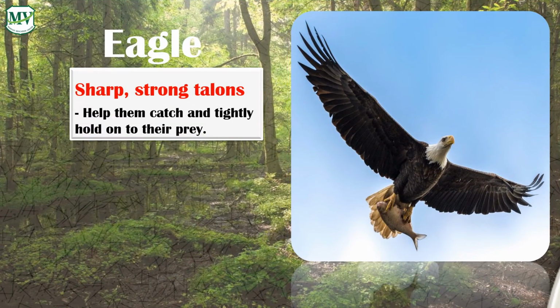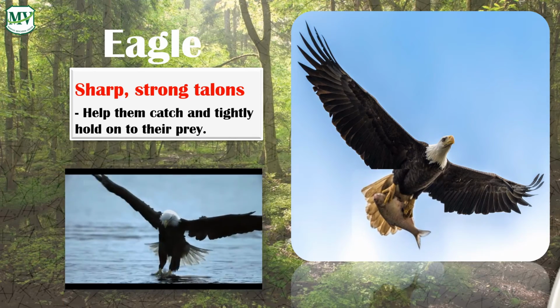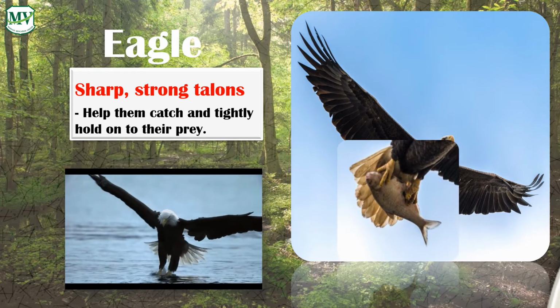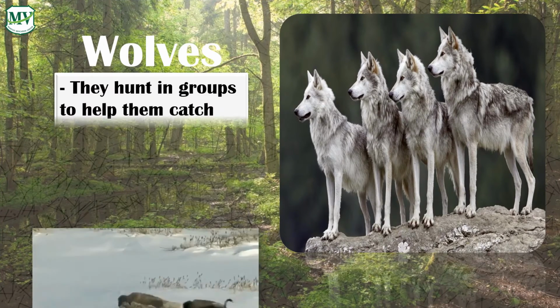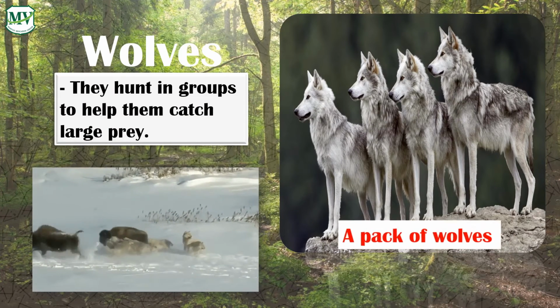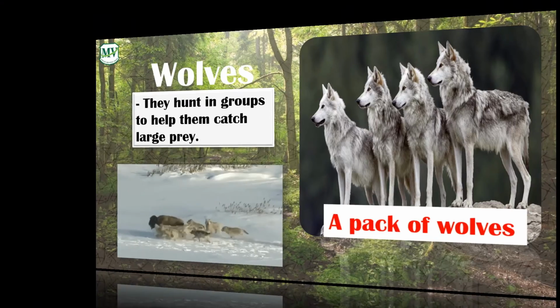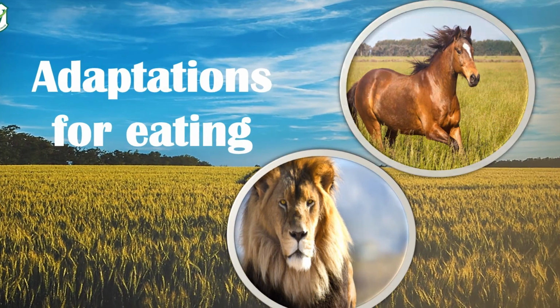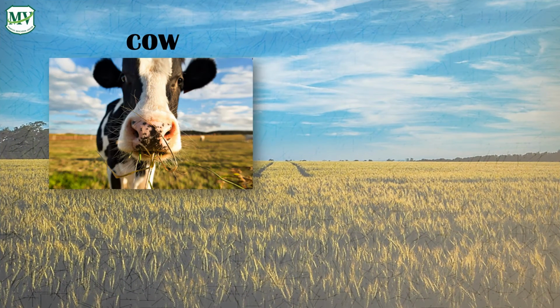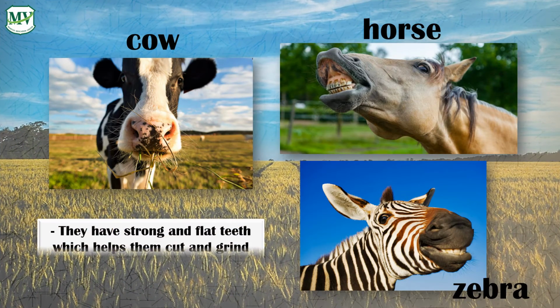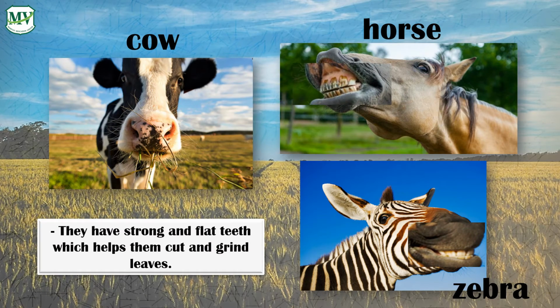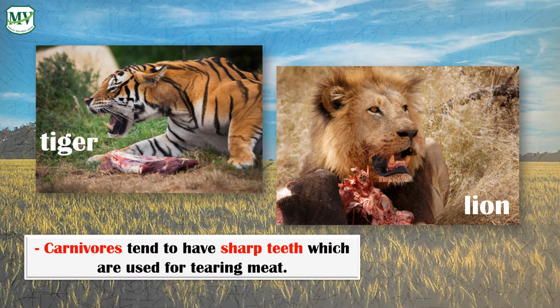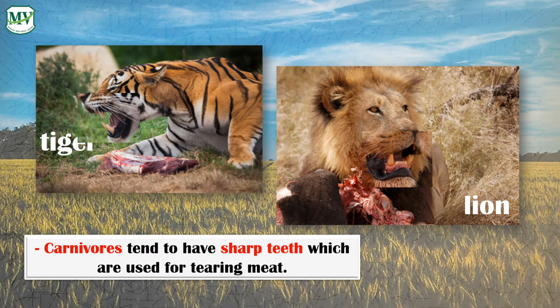Eagle has sharp, strong talons that help them catch and tightly hold onto their prey. Wolves hunt in groups to help them catch large prey. Adaptations for eating. Herbivores like cow, horse, and zebra have strong and flat teeth which helps them cut and grind leaves. Carnivores such as tiger and lion tend to have sharp teeth which are used for tearing meat.